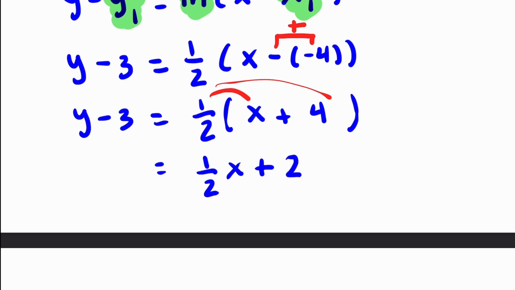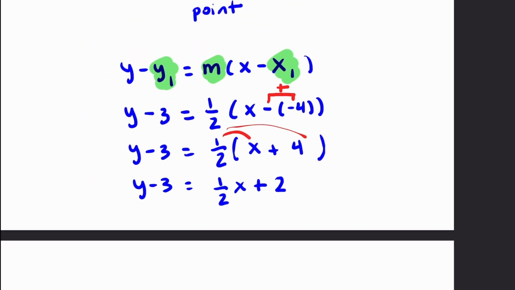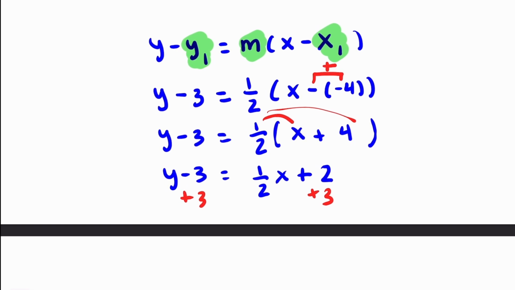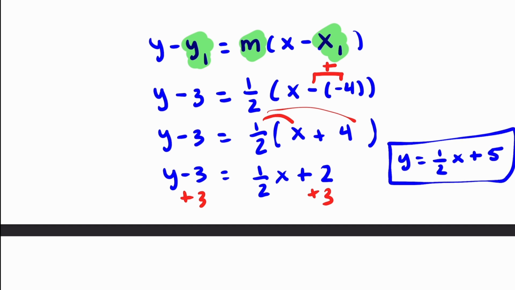So then on the left-hand side, I'm just going to rewrite y minus 3. Okay, so again, I need to get this into y equals mx plus b. So in other words, I need to get y by itself. I have y minus 3, so I need to add 3 to both sides to get y by itself. So it's y equals 1/2 x plus 2 plus 3, which is 5. And this is my answer.